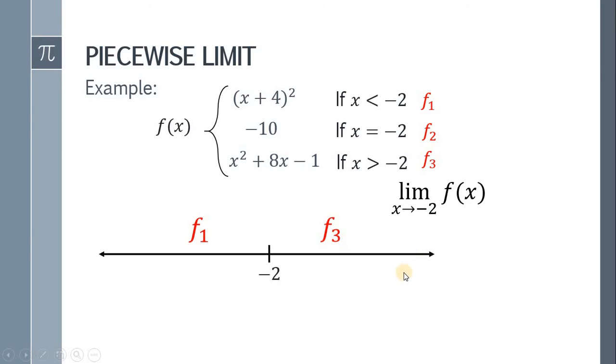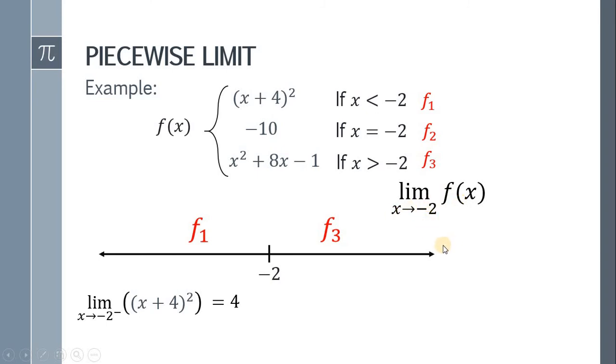Next, our goal is to find the limit of f of x as x approaching to negative 2 coming from the left side. So, ang gagamitin natin doon is yung function 1. So, we have the limit of x plus 4 squared as x approaching negative 2 coming from the left side. Just plug in the value. We have negative 2 plus 4 is positive 2 squared. We have 4.